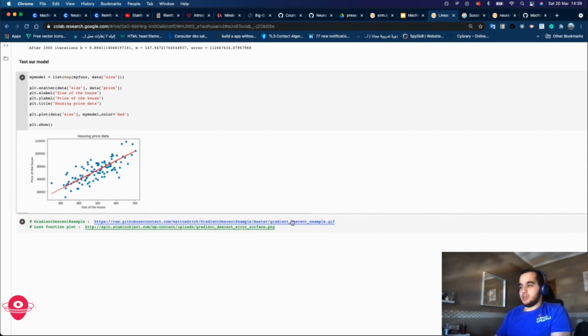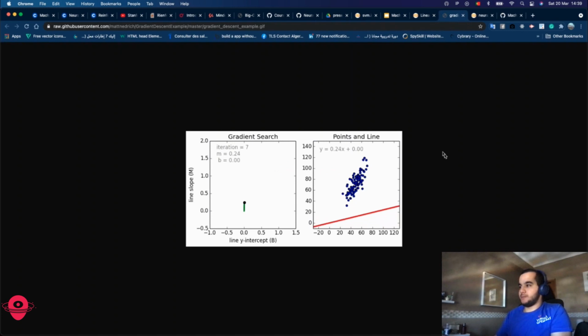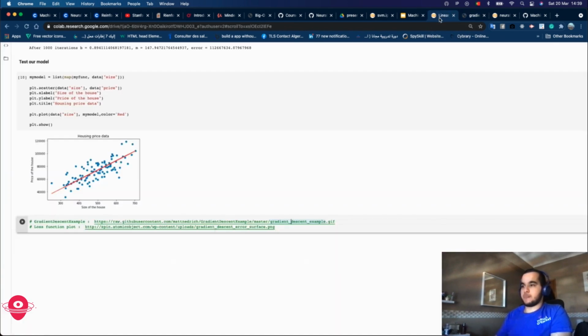Okay, so I just want to show you this visualization of the optimization process. So this is basically how it looks dynamically. Your model is going to start here at the baseline, and as we iterate, it keeps changing its parameters until it finally touches the data.